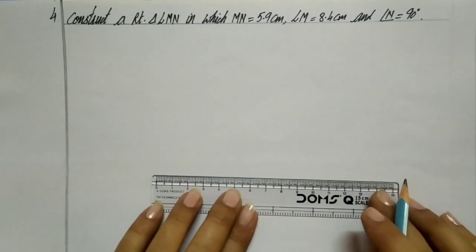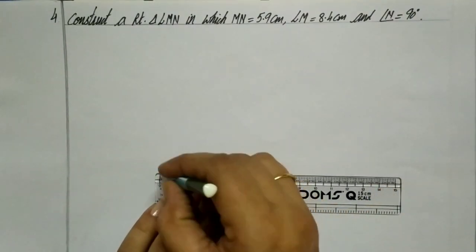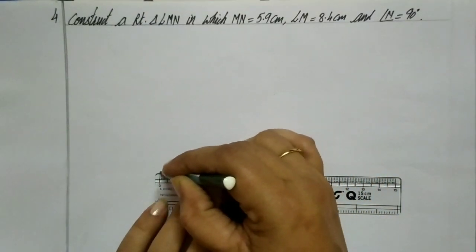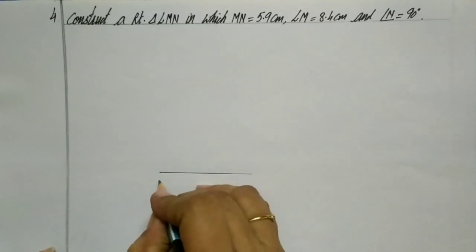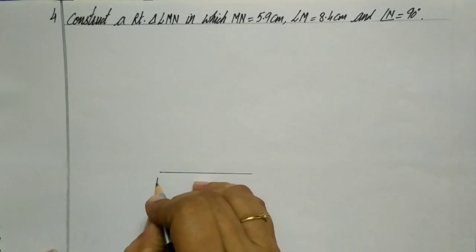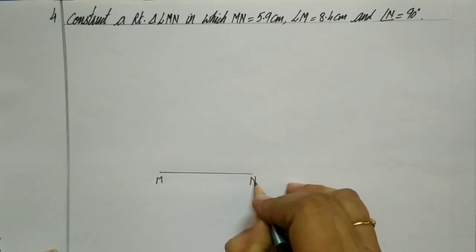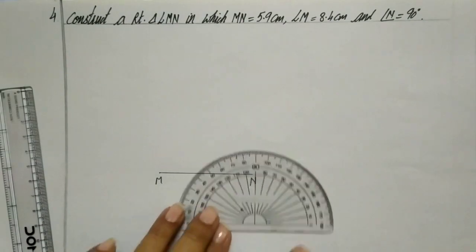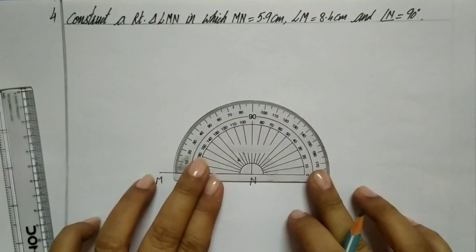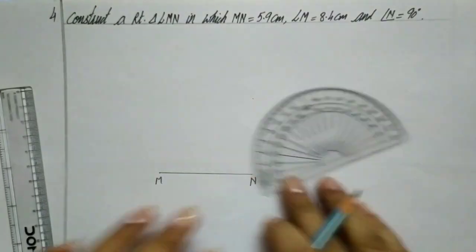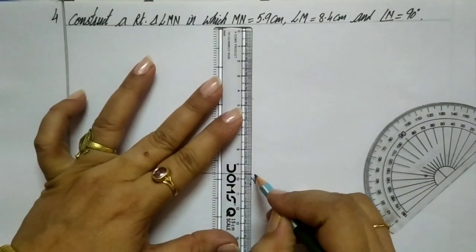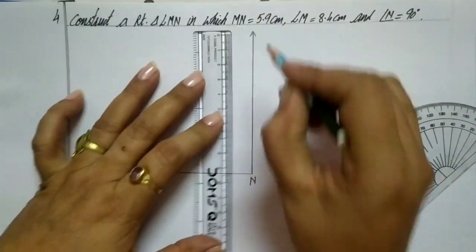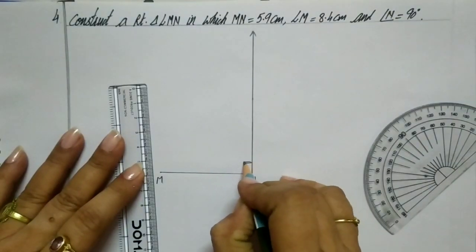It's 5.9. Join them, label it as MN. At N, draw an angle of 90 degree. The method will remain the same as we did in the previous question. This is a ray. Mark here the sign of 90 degree.